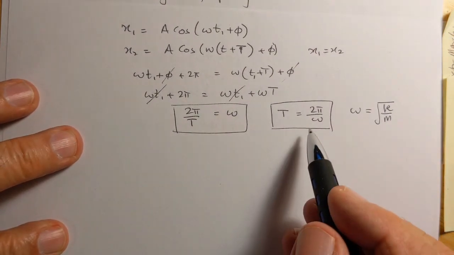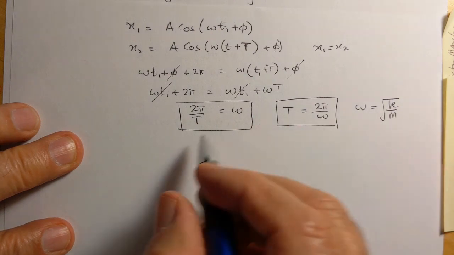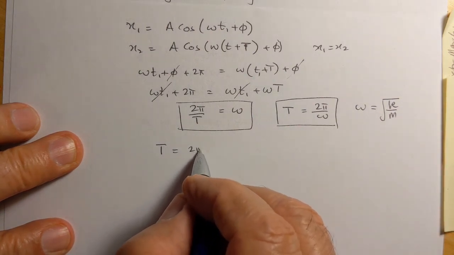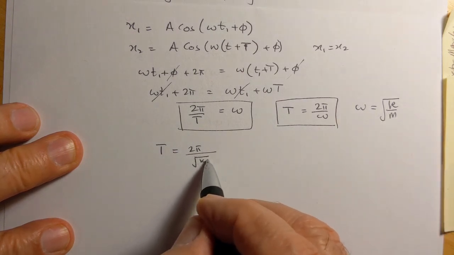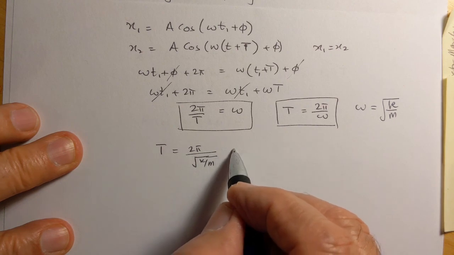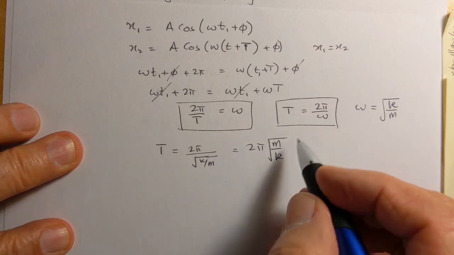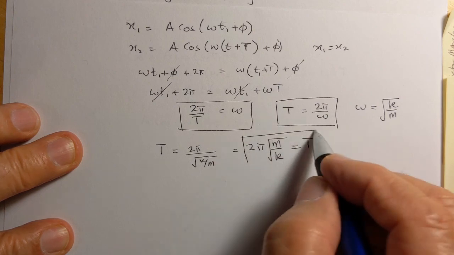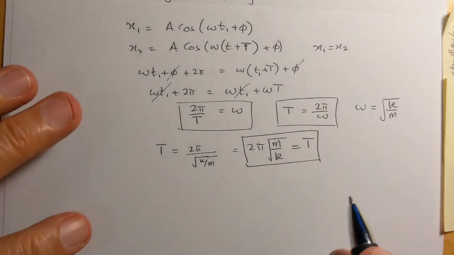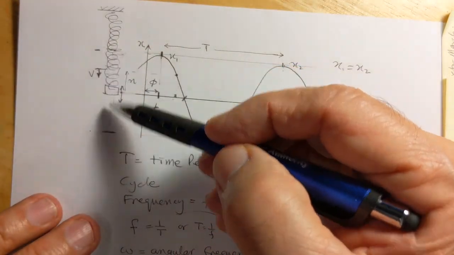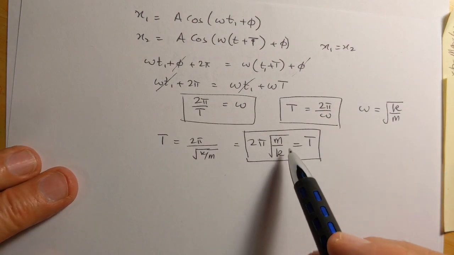Now we can do one final thing, and that is substitute omega in here, and then T will become 2 pi over omega, which is the square root of k over m, and that will become 2 pi square root of m over k. So that becomes the time period. The time period for oscillation of a spring mass system becomes equal to 2 pi square root of m over k.